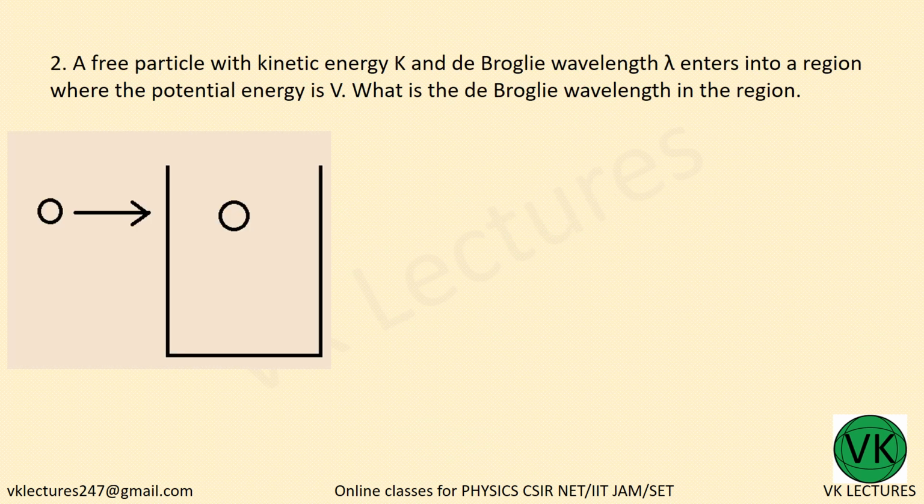Now here there is a free particle with kinetic energy K and de Broglie wavelength lambda, which enters into a region of potential V. So here you have lambda, here you have lambda dash. They are asking what is the de Broglie wavelength in the region, that is lambda dash in terms of K, lambda and V. Now what is the total energy here? Energy here is equal to K, and what is the energy there? That is equal to K plus V, kinetic energy plus the potential.